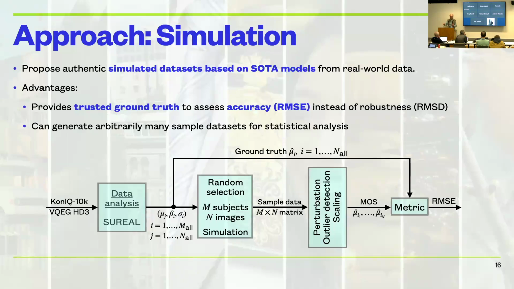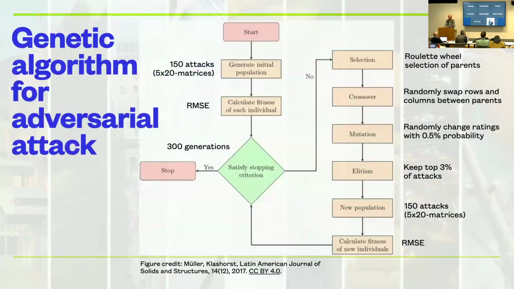This gives us realistic, trusted ground truth. These models are accepted; they are standardized, so they work. They have been proven to work. Now, to carry out the adversarial attack, we proposed a genetic algorithm, or that was our first choice. Very simple, nothing special, just a standard algorithm with selection, crossover, mutation, and elitism. So we generated 150 attacks. So these are matrices of 5 times 20, 100 numbers, integers from 1 to 5.